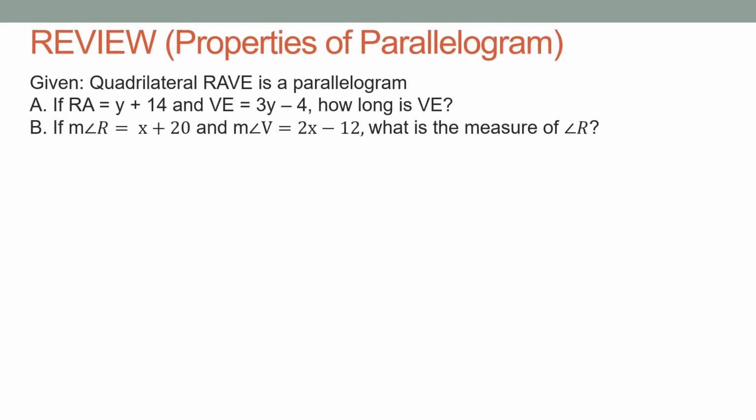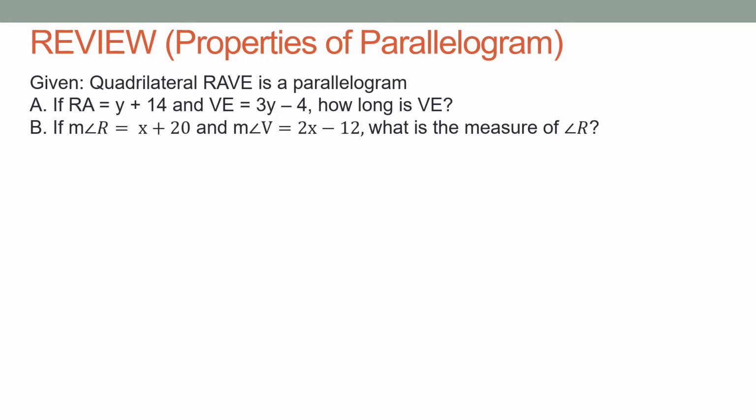Given quadrilateral RABE is a parallelogram. A. If RA equals y plus 14 and BE equals 3y minus 4, how long is BE? Letter B, if measure of angle R is x plus 20 and measure of angle B is equal to 2x minus 12, what is the measure of angle R?